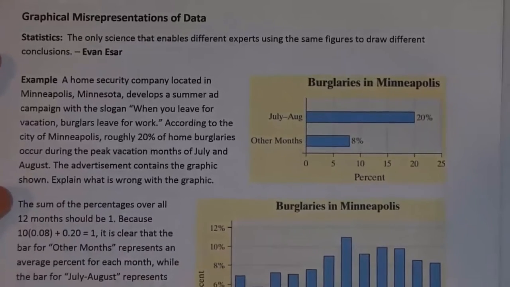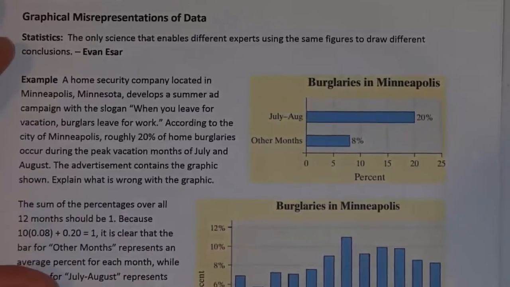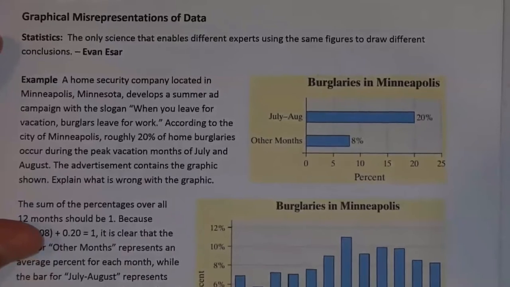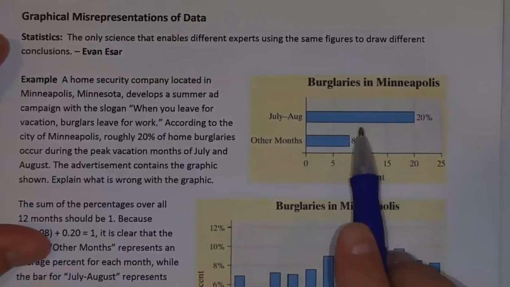So again, the point here is graphical misrepresentations of data. Now, this is an ad campaign whose purpose is to try to sell security systems, right? So they're wanting to present a picture of your house could be broken into when you're on vacation, so you should purchase a security system. But what's wrong with the graph?